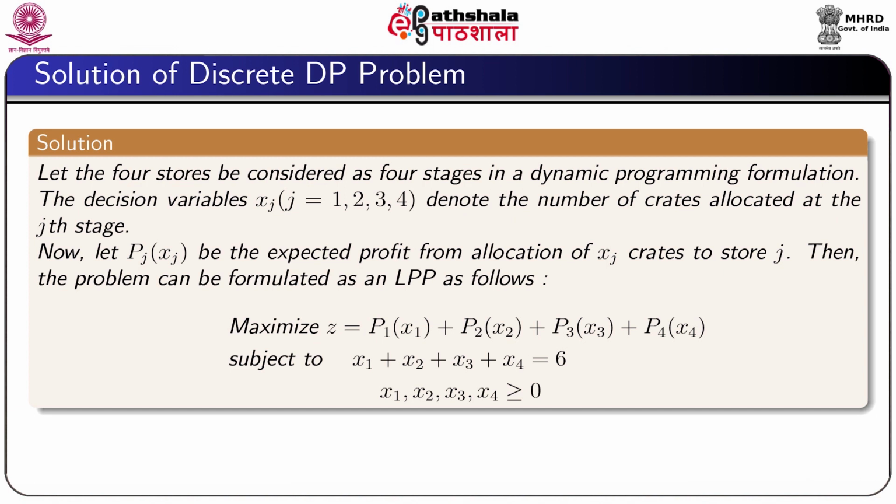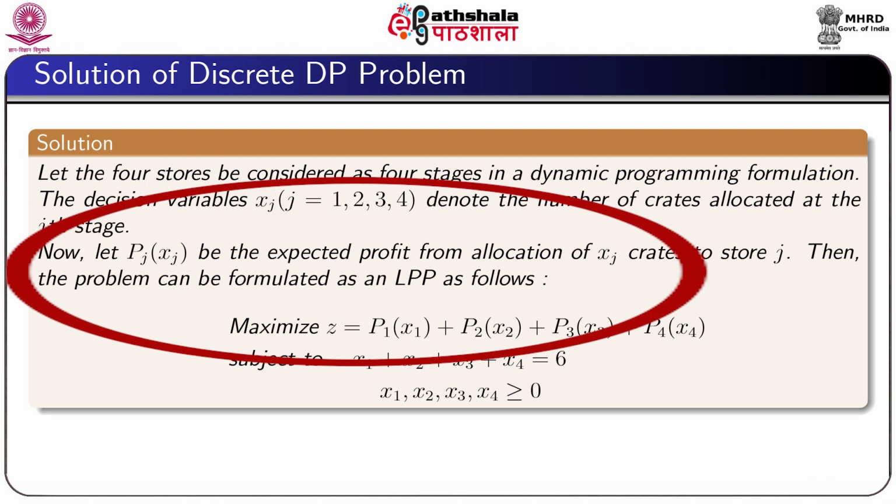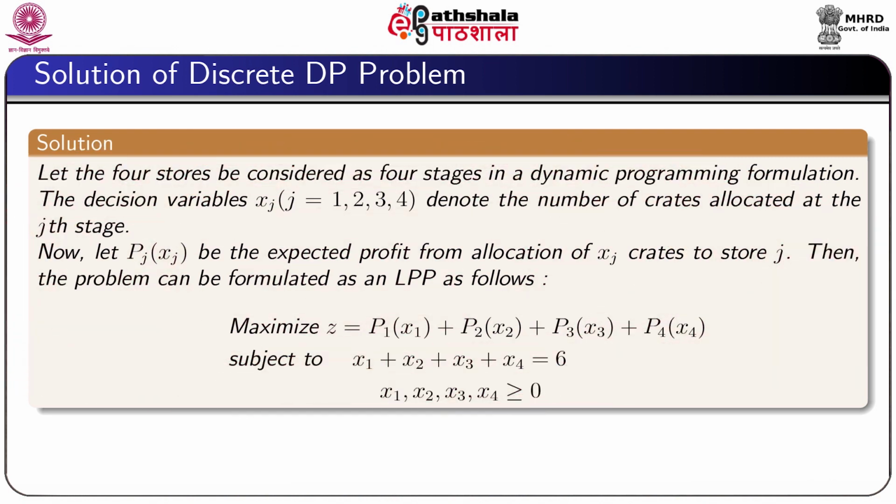The decision variables x j denote the number of crates allocated at the jth stage. Let P j x j be the expected profit from allocation of x j crates to store j. Then the problem can be formulated as an LPP: maximize z equal to P1 x1 plus P2 x2 plus P3 x3 plus P4 x4, and obviously the constraint x1 plus x2 plus x3 plus x4 must be equal to 6, which is the total number of crates.